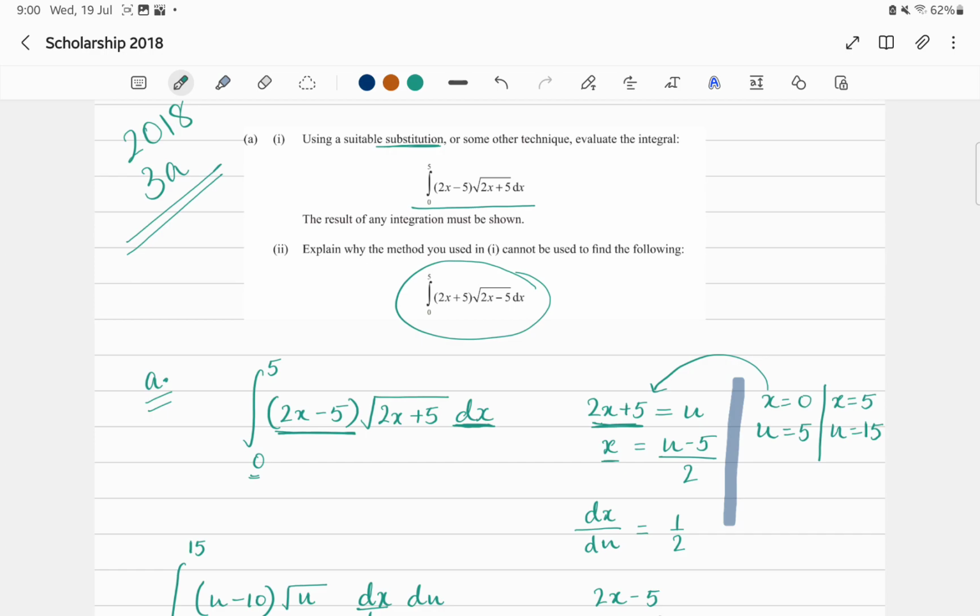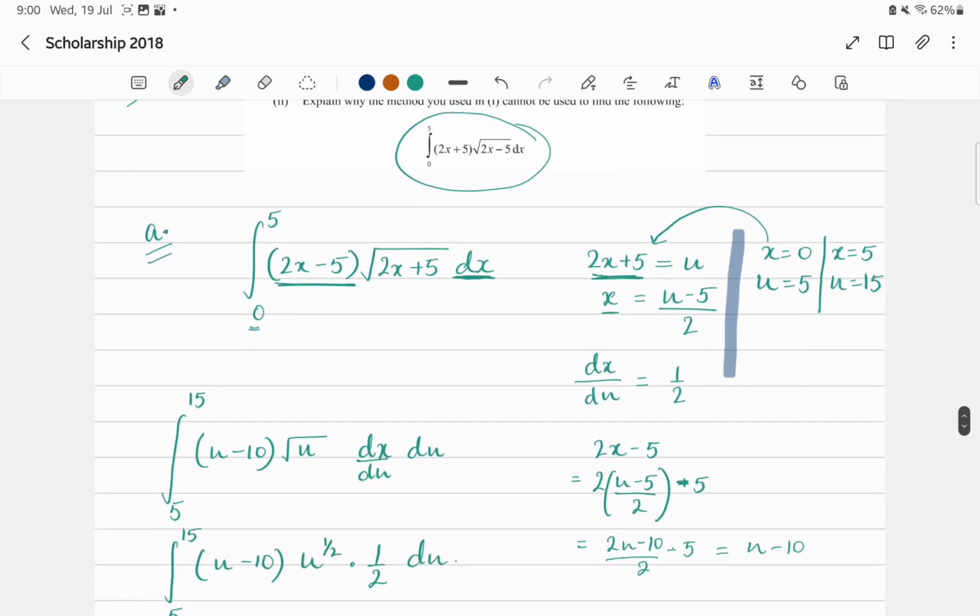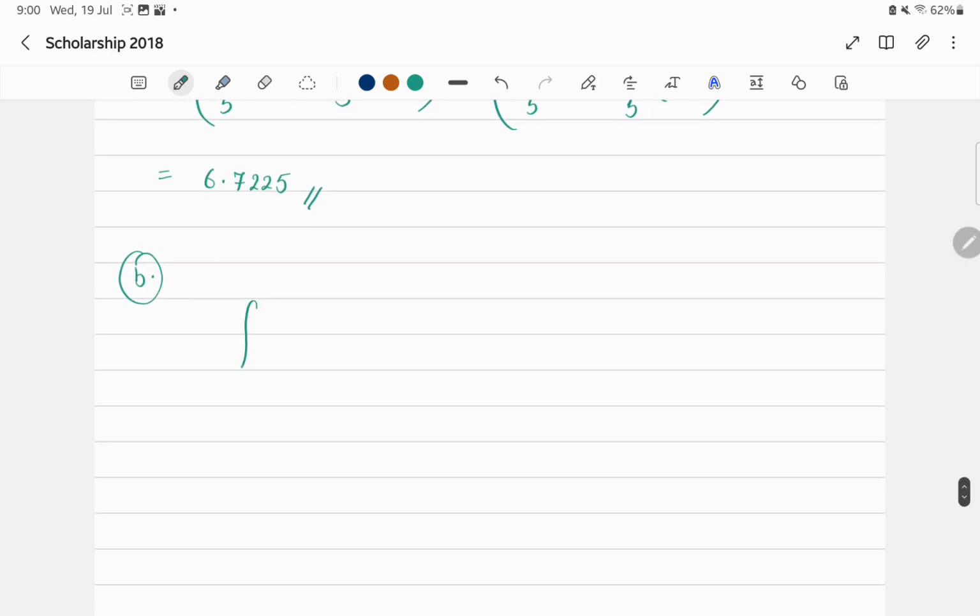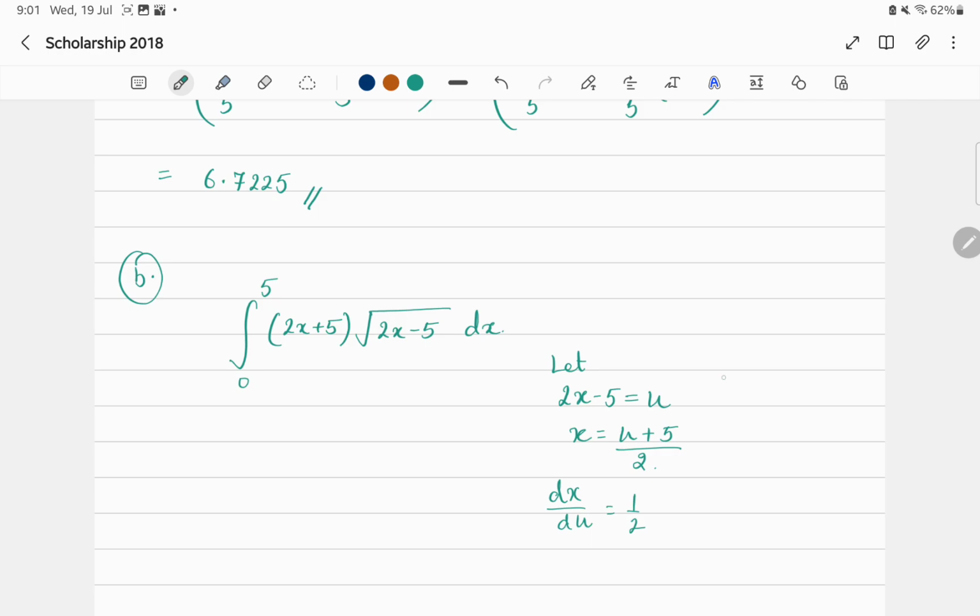So it's 2x plus 5 root 2x minus 5. So the integral from 0 to 5 of 2x plus 5 times the square root of 2x minus 5 dx. Here again I will put 2x minus 5, so let 2x minus 5 equal u. So x is equal to u plus 5 over 2. And dx over du will be equal to half again.